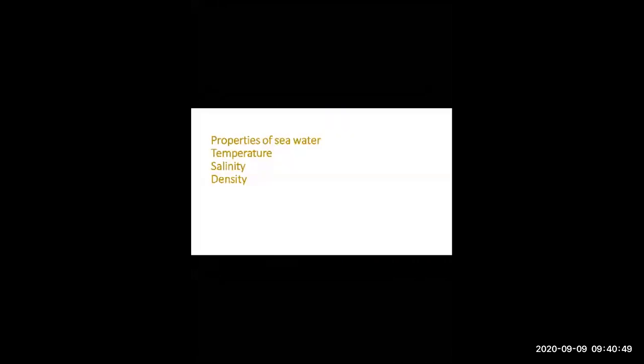There are several properties of seawater. First of all, what is seawater? Seawater means the water which has salinity. So on our earth, 70% is seawater, and 3.5% is the salinity. There are a few properties of seawater: temperature, salinity, and the next is density. So first we'll go to the temperature part.